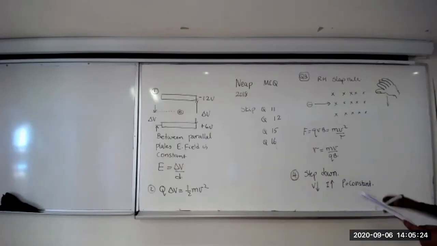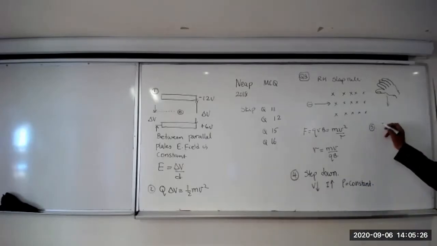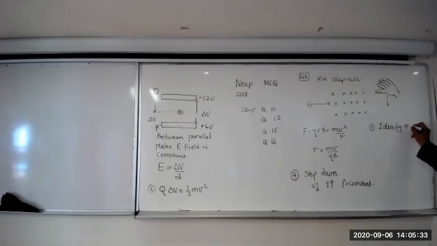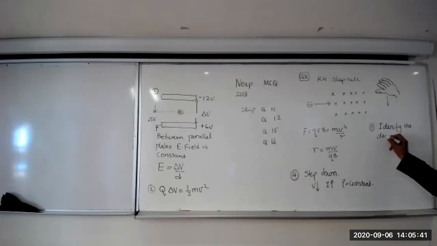Question 5. Identify the device. If it is a motor, there should be a battery. If there is no battery or power supply at the end, that's the generator. If you have a split ring commutator, that's something to do with the DC.